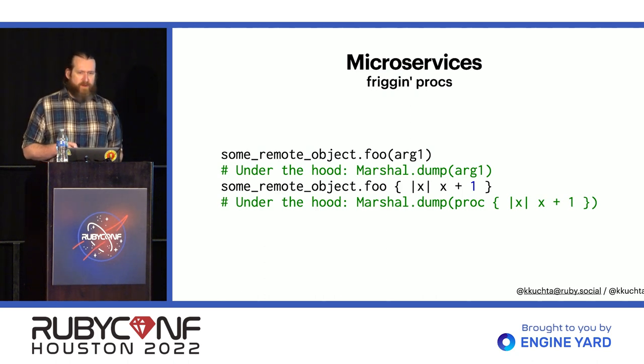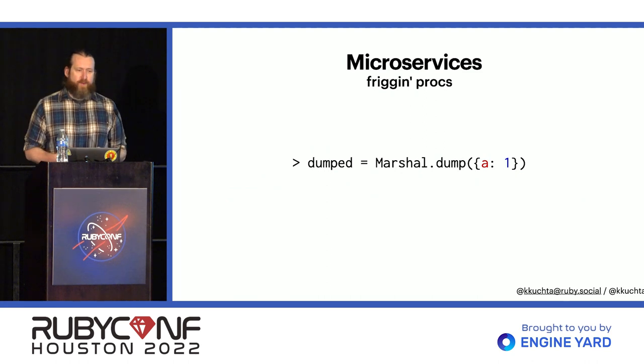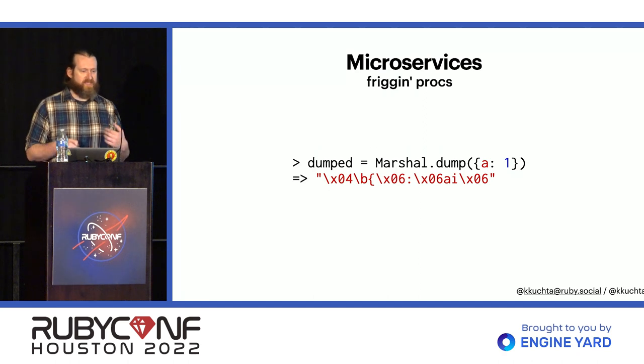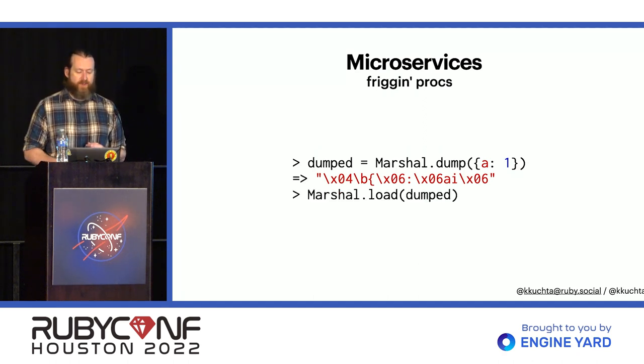Now, what is Marshal? Marshal's Ruby's built-in way of serializing arbitrary objects. You give it some hash like this, a: 1, and call marshal.dump, and it will dump it to some data. Data that you could save to a disk, or send over the wire, or over the network, or whatever. And then later on, you can reload it with marshal.load. And that should give you a copy of the same object you put in.